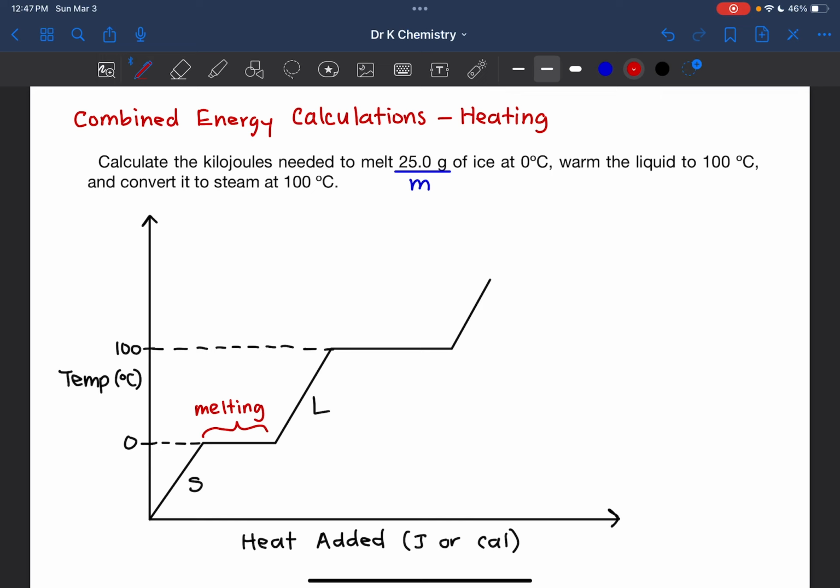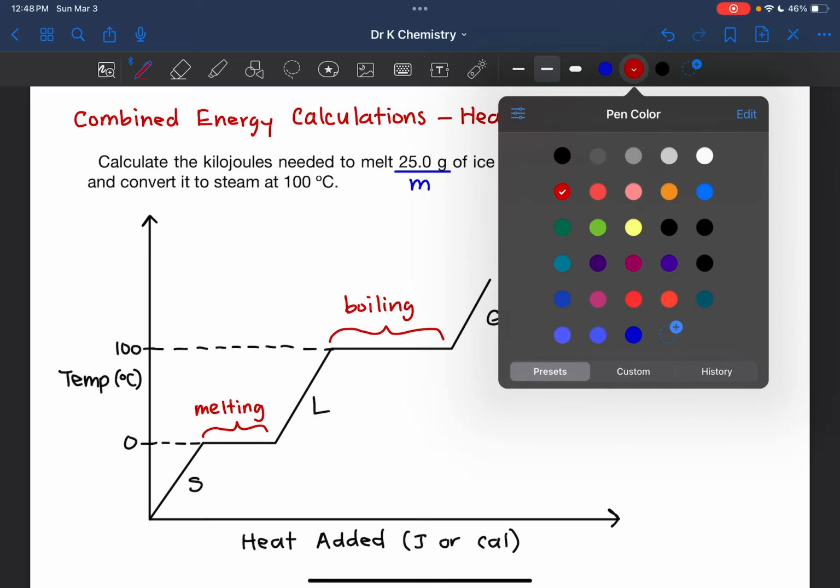And if we look at the 100 degrees Celsius range, that is the boiling point of water. So that means that this region right here is boiling. And if we go above that, water will be in the gaseous state and will be converted into steam. So then we need to identify what is happening in each region of the heating curve.